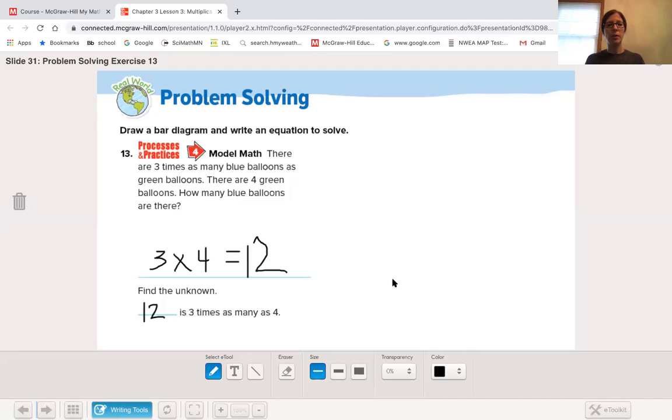There are 4 green balloons, okay? So 4 green. And blue is going to be 3 times as many. So we have our unknown, but we know that there are 3 times as many. So we have 4 once, 4 twice, 4 3 times, because 4 is what we do know, and we know it's 3 times. So what is our unknown? 4, 4, and 4.